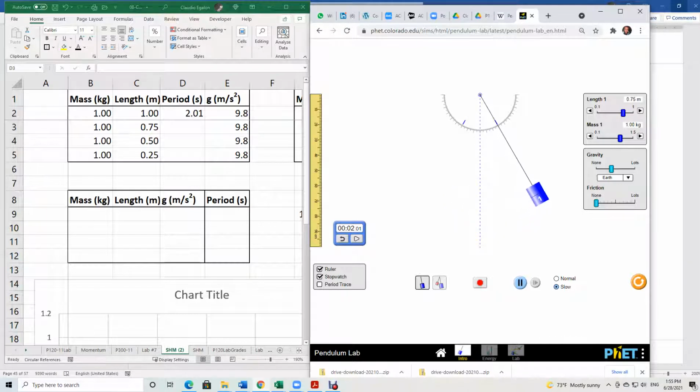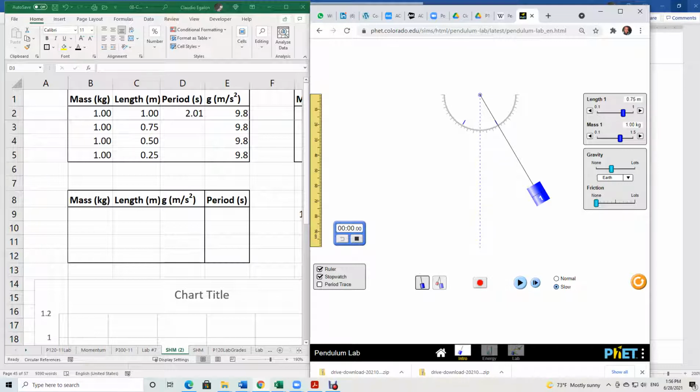Here you go. I'm going to stop. Here you go. 0. My watch is set at 0. My watch has already started, but because I paused the simulation, the stopwatch is not working, right? So let's do it this way.